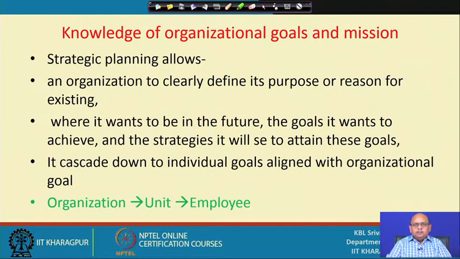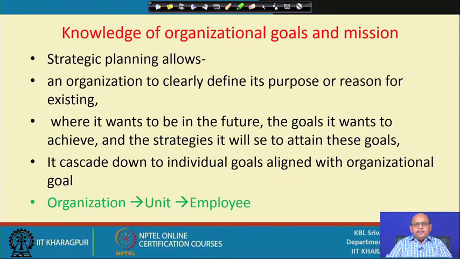For example, suppose I am talking about IIT Kharagpur. We can say the purpose or the reason for the existence of IIT Kharagpur is to provide best quality people in the field of engineering and science. It means the idea here is to communicate the purpose of this organization.